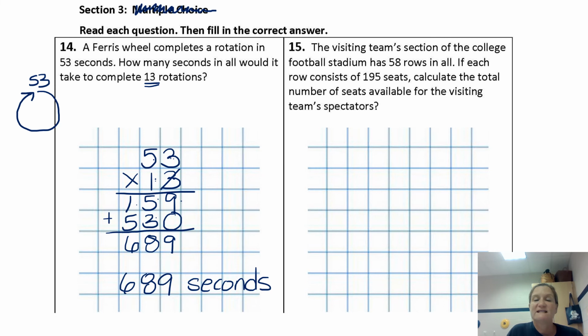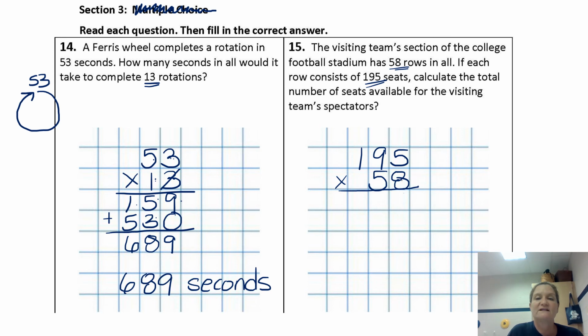15. The visiting team's section of the college football stadium has 58 rows in all. If each row consists of 195 seats, calculate the total number of seats available for the visiting team's spectators. So each row has 195 seats and there are 58 rows. So we're going to multiply to see how many seats there are in all.